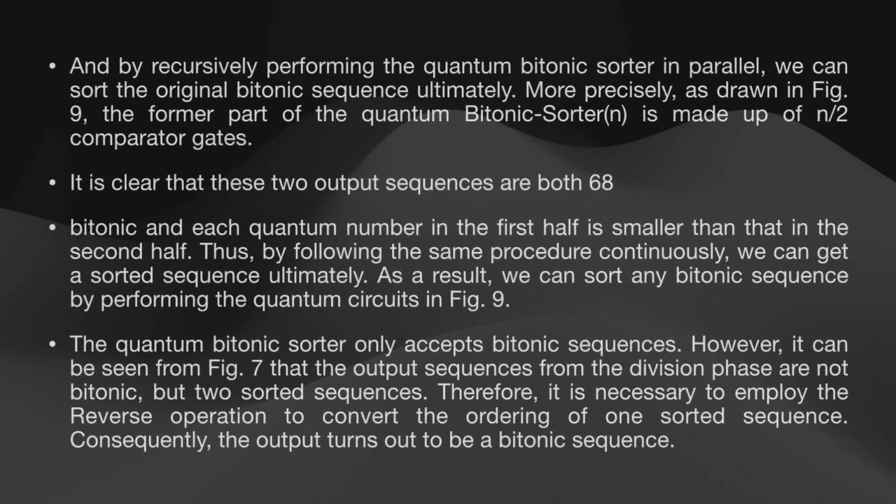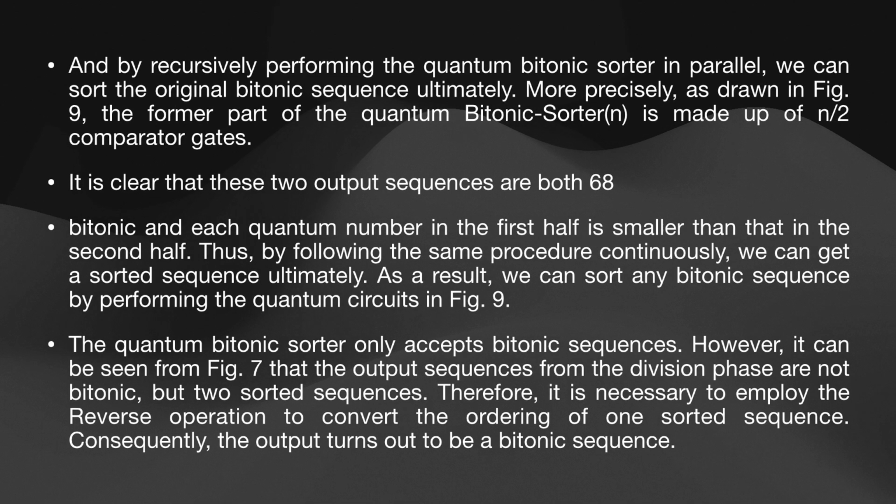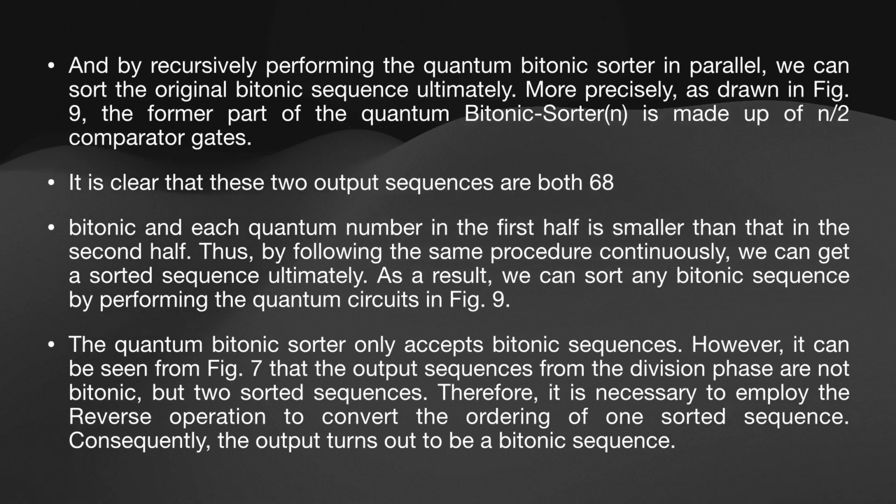And by recursively performing the quantum Bitonic sorter in parallel, we can sort the quantum Bitonic sequence ultimately. More precisely, as drawn in figure 9, the former part of quantum Bitonic sorter N is made up of n by 2 comparator gates. It is clear that these two output sequences are both Bitonic and each number in the first half is smaller than that in the second half.